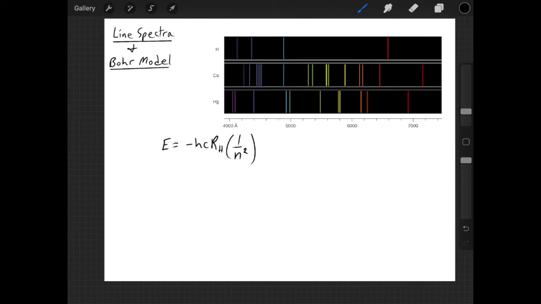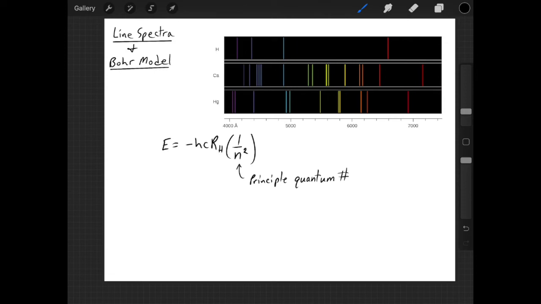So Bohr found that the energy of a specific orbit with a specific value of n would have an energy equal to 1 over n squared times Planck's constant times the speed of light times Rydberg's constant. And this n value is labeled the principal quantum number, and each different orbit gets its own value of n.